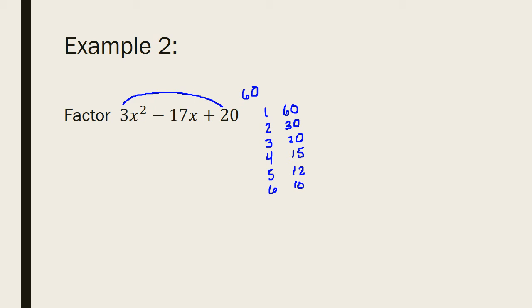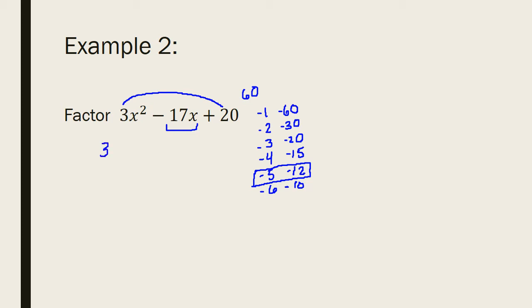So now we're looking for these numbers to multiply to give us 60 and add to give us negative 17. So that means both of these need to be negative. And now we look to see which ones add up to give us negative 17. And here they are, negative 5 and negative 12. So now I'm going to break up this middle term, this negative 17x, and instead of writing negative 17x, I'm going to write minus 5x and a minus 12x.